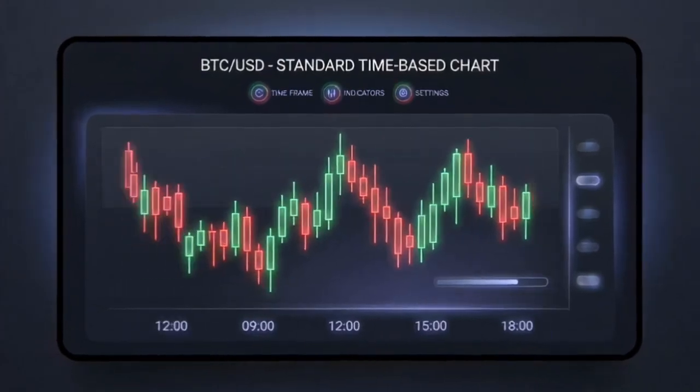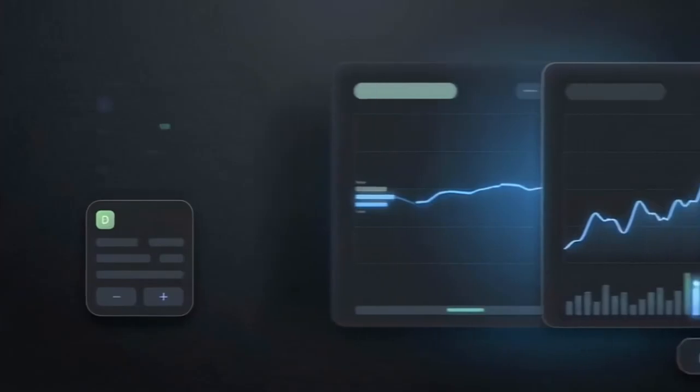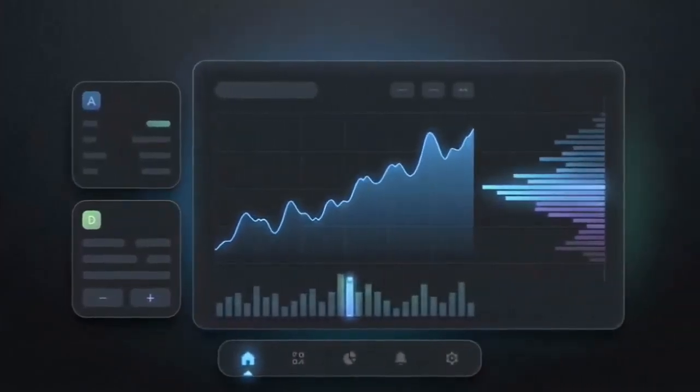Most indicators on your chart track time. Every candle is a unit of time, and the indicator responds to it. The volume profile ignores time completely. It only cares about price levels and how much volume traded at each one.